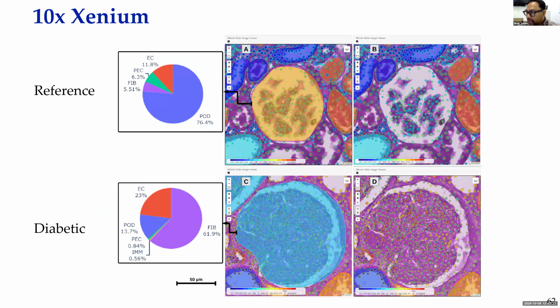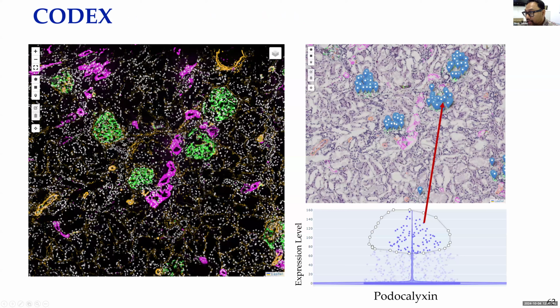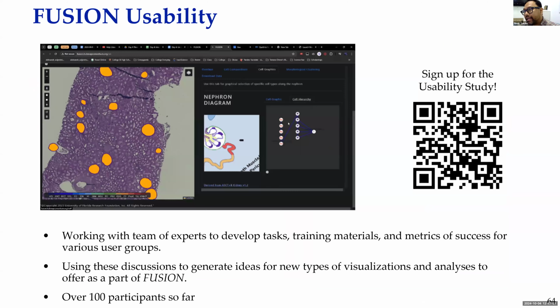We are using new technologies. Our tool is capable of showing information for more technologies which operate at single cell level. Our tool also allows cell type annotations using CODEX data, right?